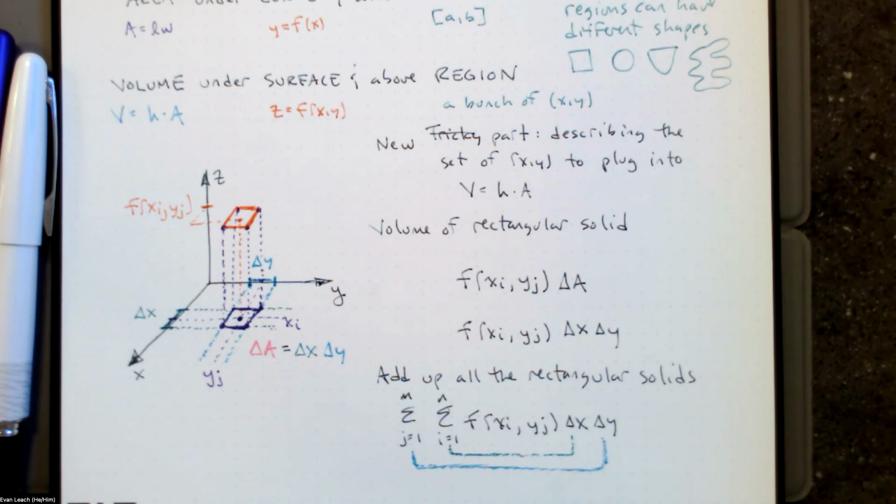And I use that. I'm thinking that the function is constant on top of that small rectangle, the same way we did with the original single variable integral. The next step was to turn this into a definite integral, wherein we describe the set of x that we plug in to this expression. And our expression, f of xi yj delta x delta y, is going to become f of xy, our continuous function, times dx and dy.